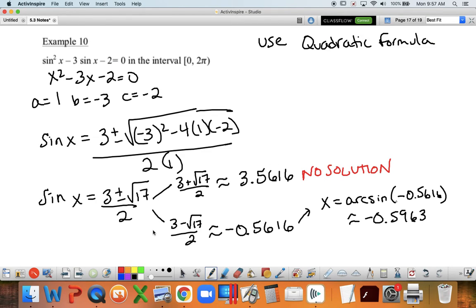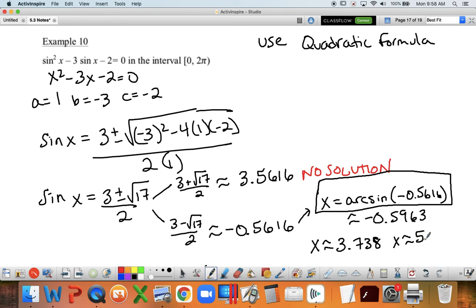Very, very tricky. On your homework, you can definitely just write it out this way. You can just write out the arcsine or inverse sine, or whichever notation you like. Our actual solutions that we just saw are 3.738 and 5.687. So those are the real solutions. But on your homework, if you just want to write out arcsine, inverse sine of whatever the value is, that is completely acceptable as well. This was a tricky question.